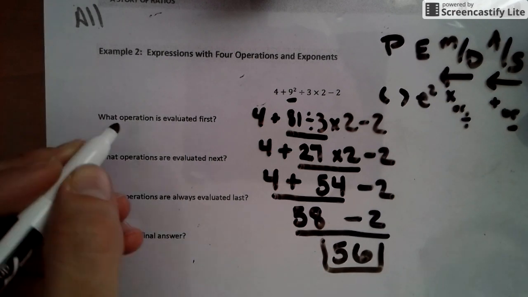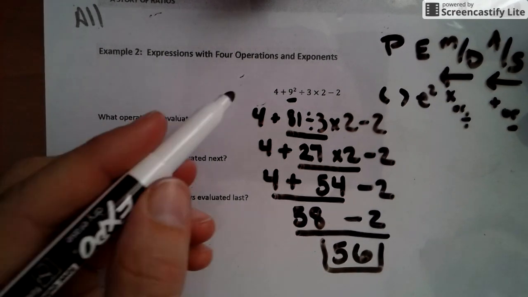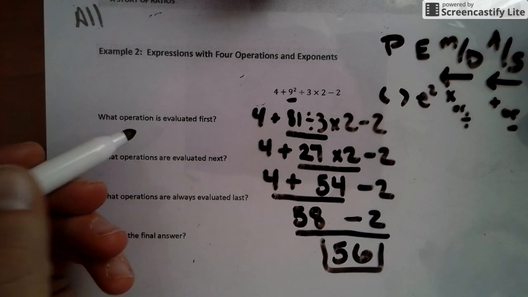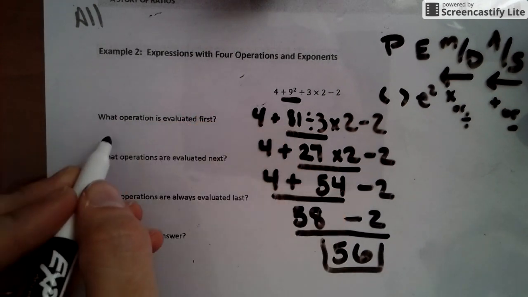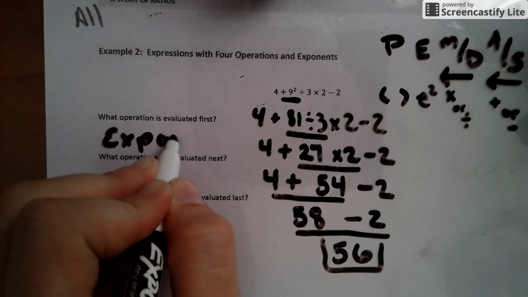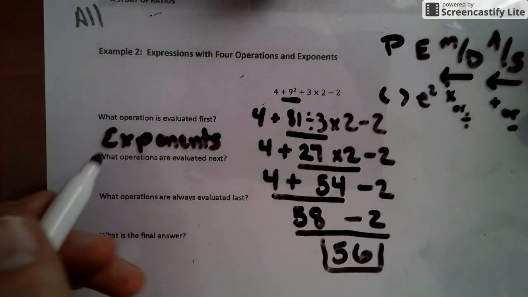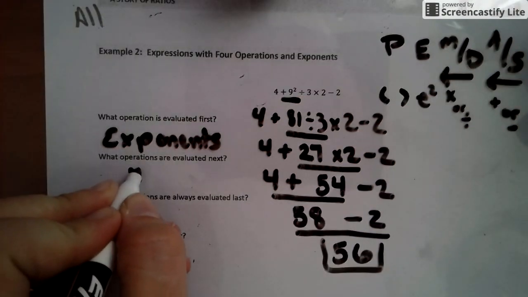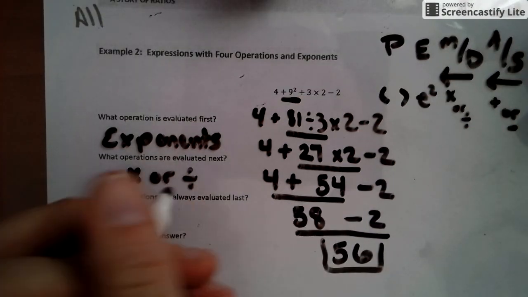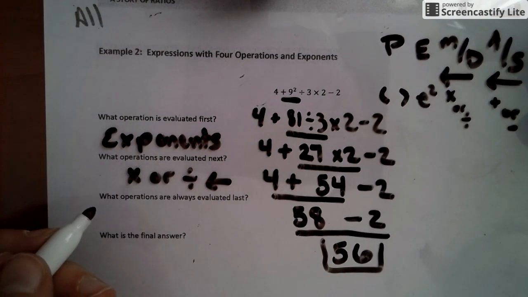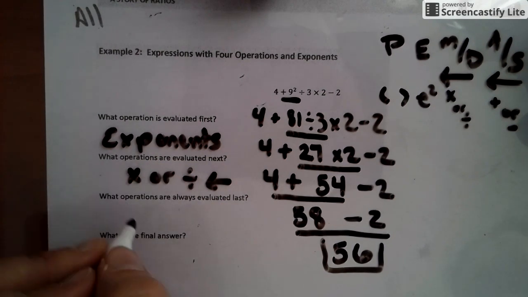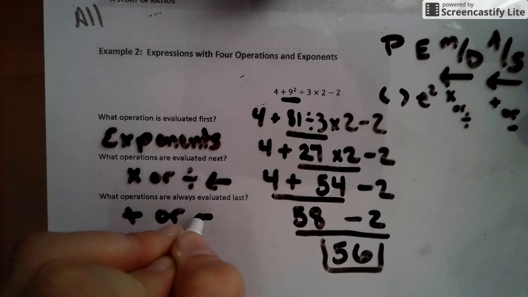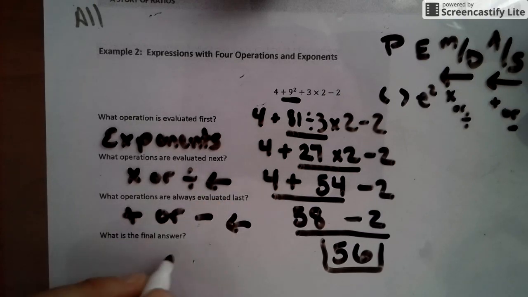So then it says, what operation is evaluated first? In this particular problem, the first step was exponents because there wasn't any parentheses. What operations are evaluated next? Multiplication or division, whichever is closest to the left. What operations are always done last? Add or subtract, whichever is closest to the left. Final answer, 56. That is how we do orders of operation.